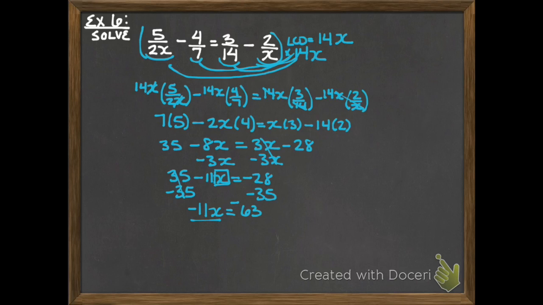Now my last step, if I have negative 11x, divide both sides by negative 11. And I'm left with my final solution being x equals 63 over 11. And yes, that is positive because we had that negative divided by a negative.